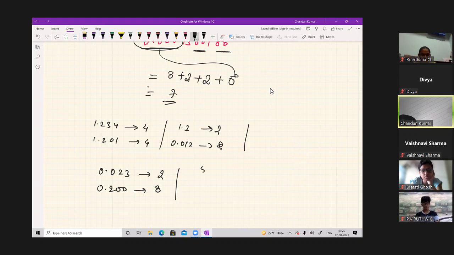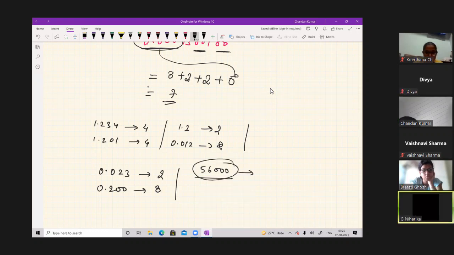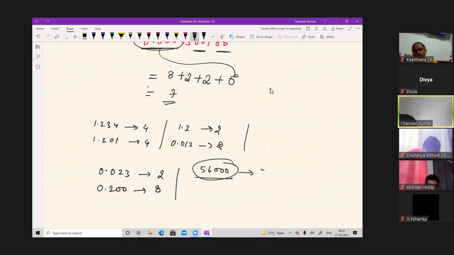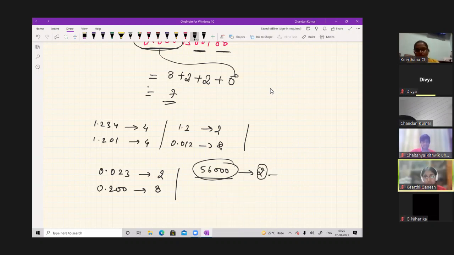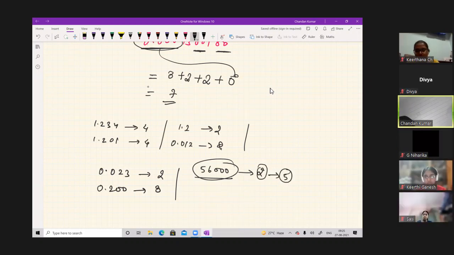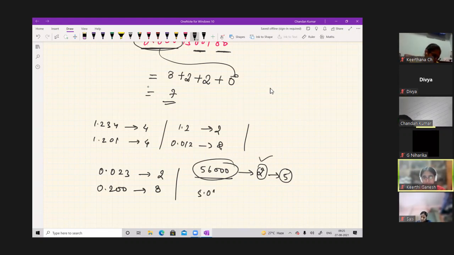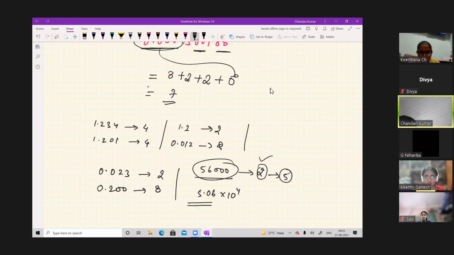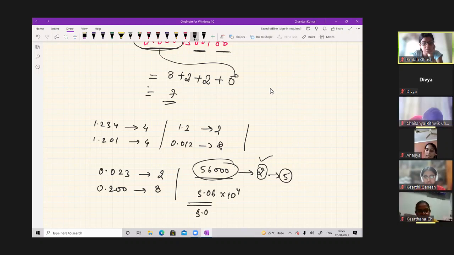Suppose you have 56000. How many significant figures can be there? Two, sir. Two. But it can maximum be four; we take 2, right? Yes. 5.06 times 10 to the power 4. How many significant figures are there? Three, sir.